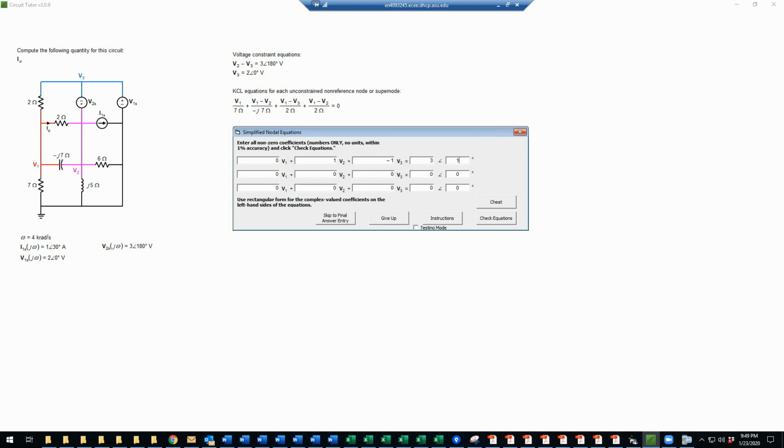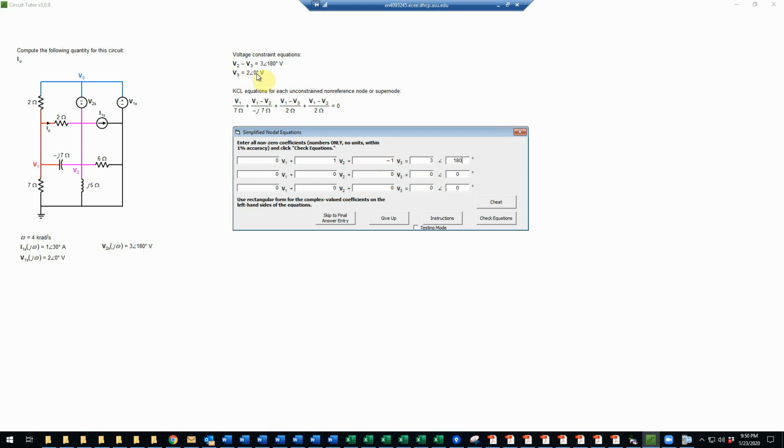Now you may know that 3 angle 180 is the same as -3. If you think about the Argand diagram, right, the -3 is on the negative real axis, so the angle there would be 180 degrees. But here we're required to enter these right-hand sides in polar form, and notice that the coefficients here have to be entered in rectangular form. And that's really a matter of convenience because it'll usually be easier to enter them that way. So that's why it's specified the way it is.